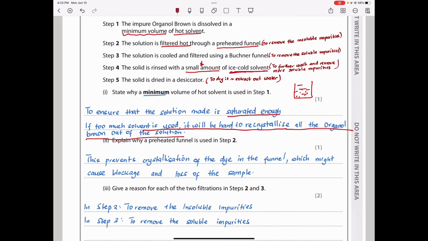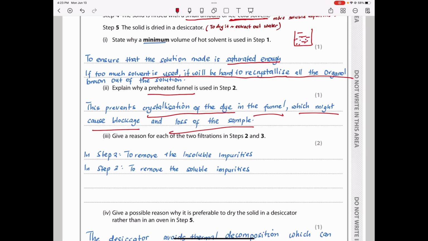That is perfect. Then the next part says, explain why a preheated funnel is used. You can see I underlined everything that is important because I knew questions like that usually come up. We use a preheated funnel to prevent the sample from clogging the funnel when the filtration is occurring. If the funnel is cold, the sample is going to cool down as it passes through the funnel, and crystals might form and clog the funnel, which we are not interested in. So this prevents crystallization of the dye in the funnel, which might cause blockage and loss of the sample.